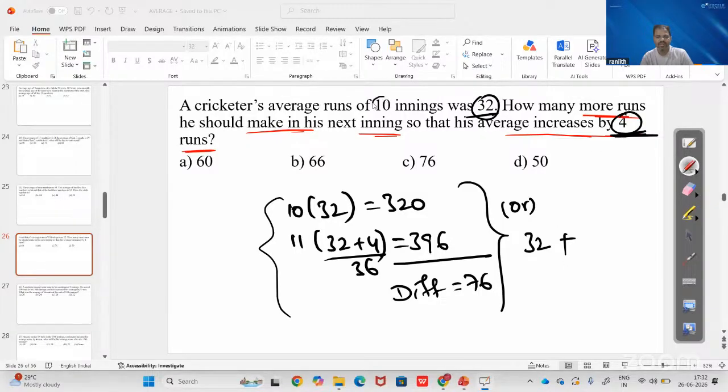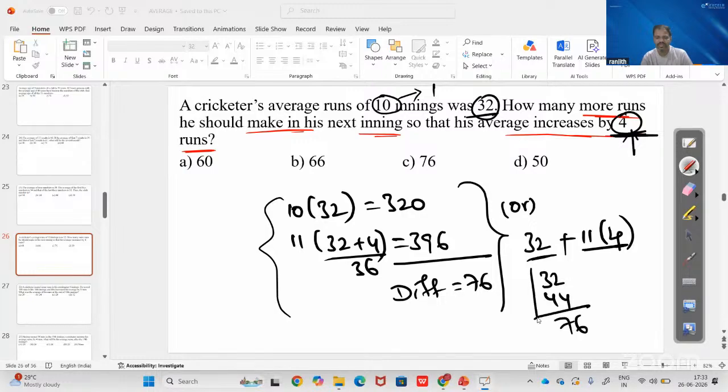So total number of innings is 10. Next innings will be equal to 11. 10 plus 1 equal to 11. Then the average has to increase by 4 runs. So that will be equal to 4. 32 plus 44 will be equal to 76. So the number of runs he has to score is 76 runs so that the average increases by 4 runs. Answer is 76.